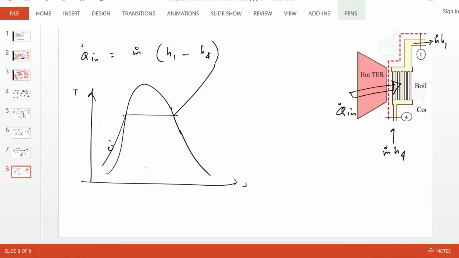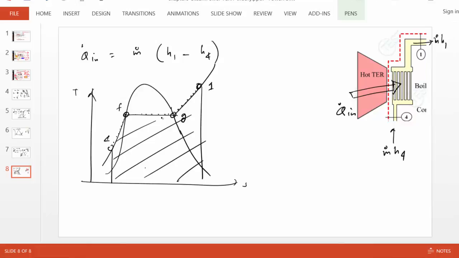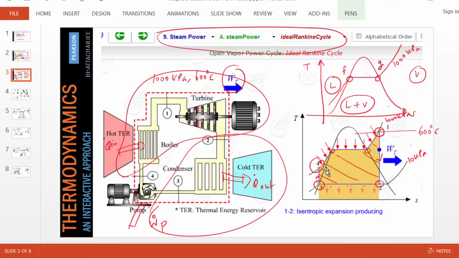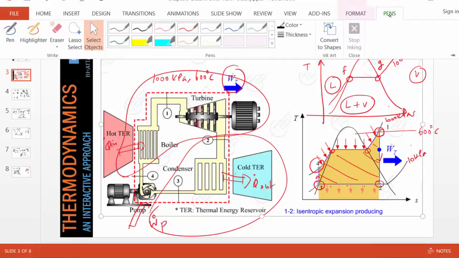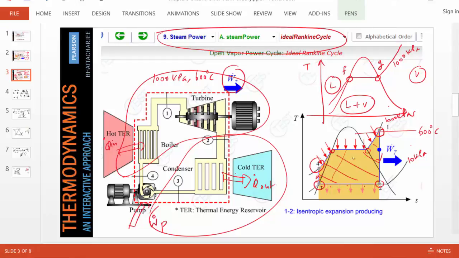And on a TS diagram, from state 4 to state 1, which is superheated, as heat is added, we can see we're going up. The water is heated to the boiling temperature, and as the boiling starts, temperature doesn't change. So this is our F state, this is our G state, and then we are superheating it to temperature 1. The area underneath is proportional to how much heat is added, which means the net area inside the cycle is proportional to Q dot net, which is equal to W dot net.